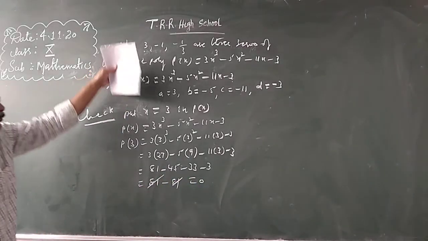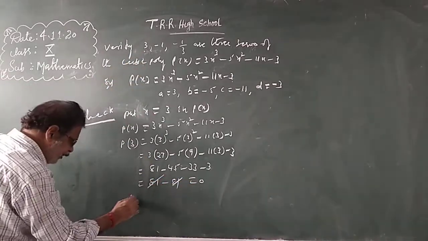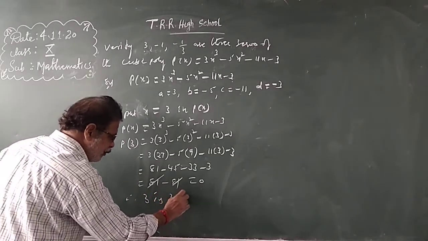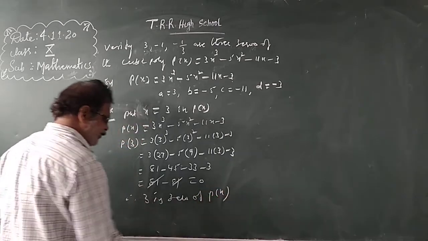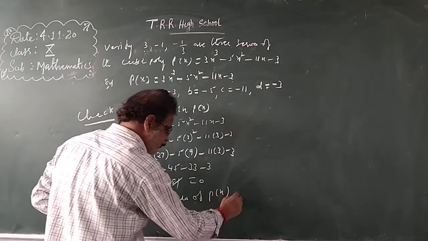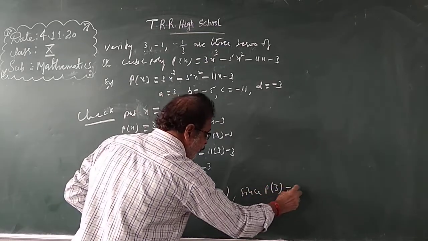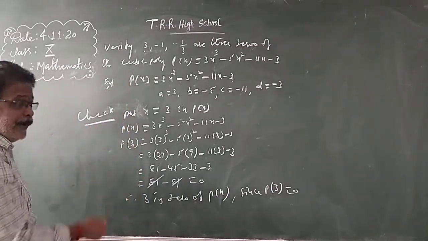When you substitute x is equal to 3, we got the result 0. Therefore, 3 is a zero of P of x, since when you substitute, P of 3 is 0. Next, check: put x equal to minus 1.